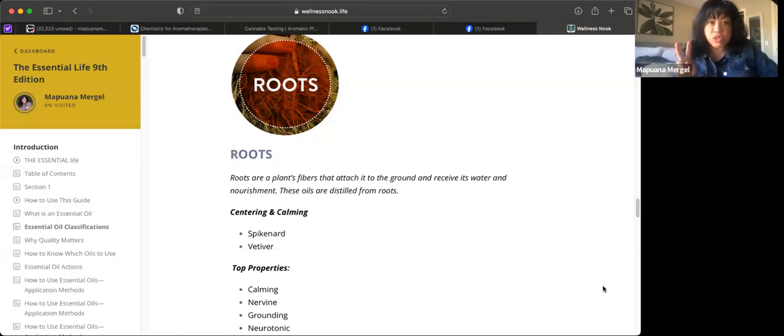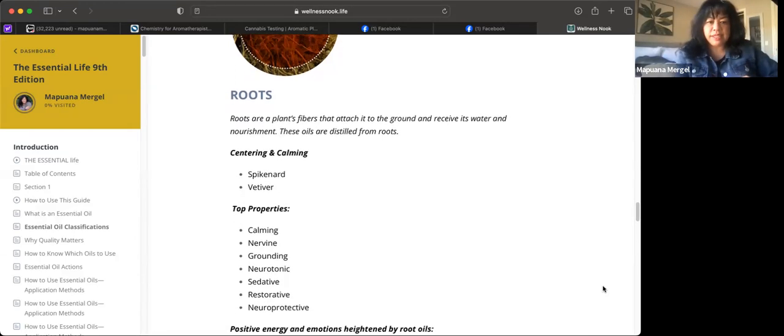And notice there's only 2 listed in the book right now, spikenard and vetiver. Most of us here know that vetiver is considered a sedative. It does help people go to sleep, fall asleep, stay asleep, right? Spikenard is high in sesquiterpenes, and it does cross the blood-brain barrier. Most people don't really like the smell, but the function is amazing.